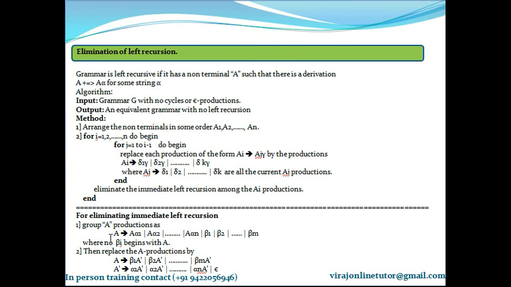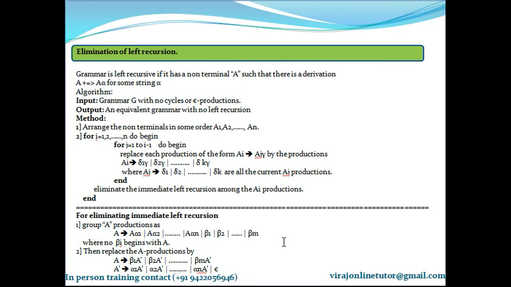Formula says A gives A alpha 1, A alpha 2 till A alpha n or beta 1, beta 2 till beta m. Replace this with A gives beta 1 A dash or beta 2 A dash or beta 3 A dash or beta 4 A dash till beta m A dash. And A dash gives alpha 1 A dash or alpha 2 A dash or alpha 3 A dash till alpha n A dash or epsilon. Simple formula.